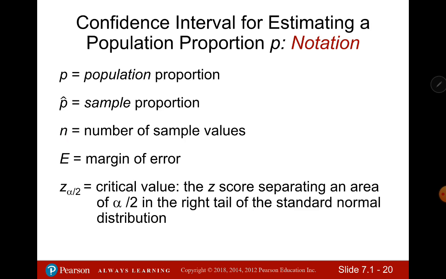N is always the sample size. And the capital letter E is the maximum error, also called margin of error. Make sure you understand here the critical value is always C sub half alpha, okay? Because a confidence interval is two-sided, two-tailed, so in each tail we will have half alpha.